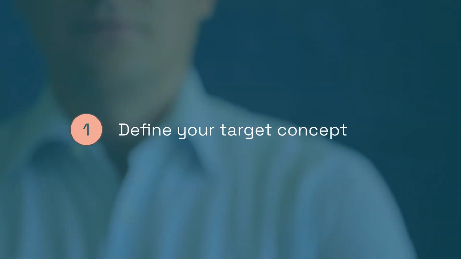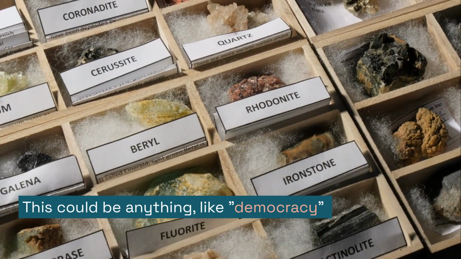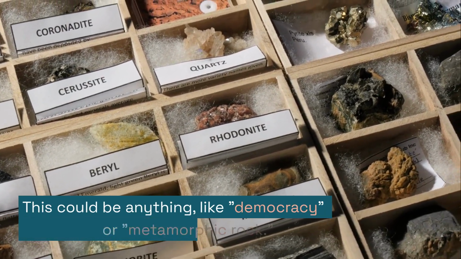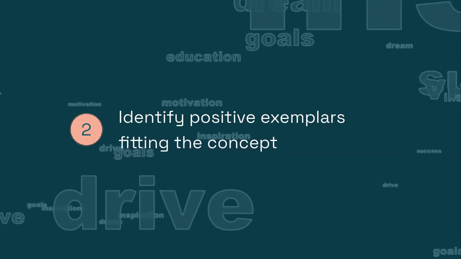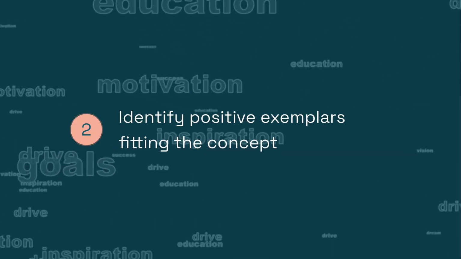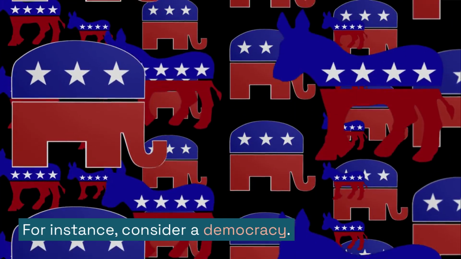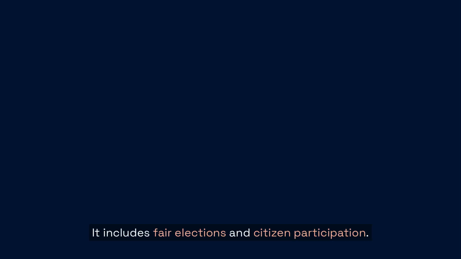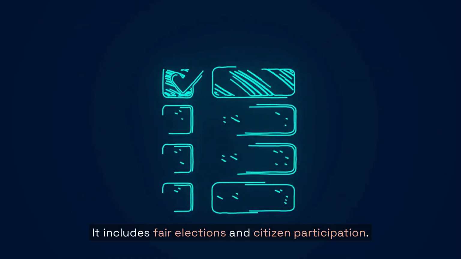The first step is defining your target concept. This could be anything, like democracy or metamorphic rock. Next, think of positive exemplars, examples that perfectly fit the concept. For instance, consider a democracy. It includes fair elections and citizen participation.